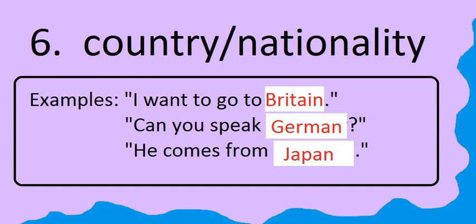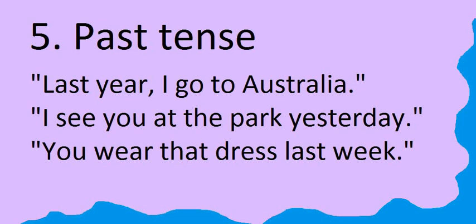I want to go to Britain, not British. British is the nationality. Can you speak German? German is the language and the nationality. He comes from Japan. So he is Japanese, he comes from Japan. That's the country.